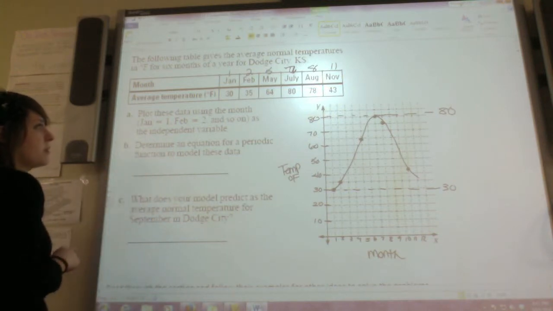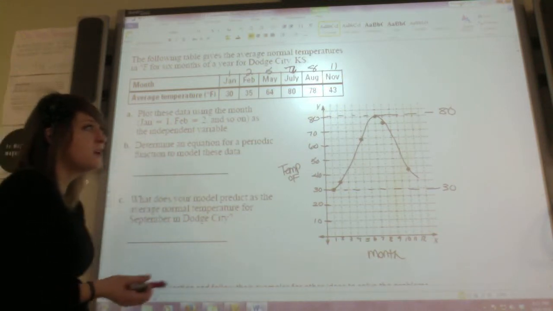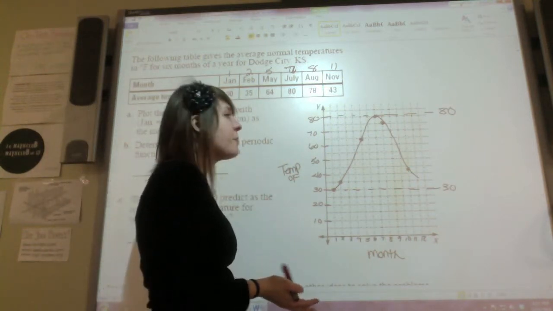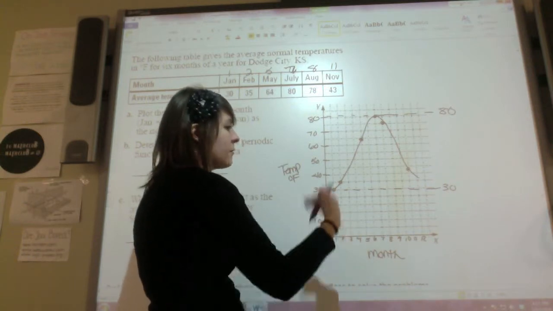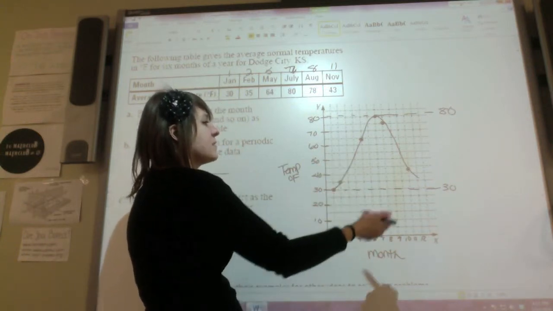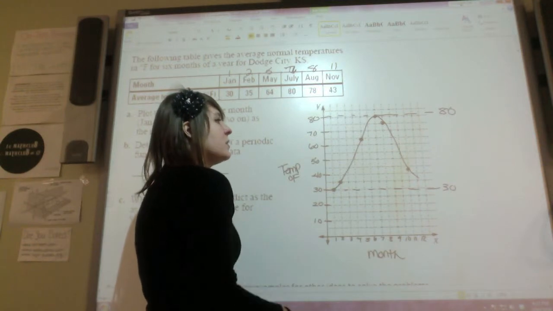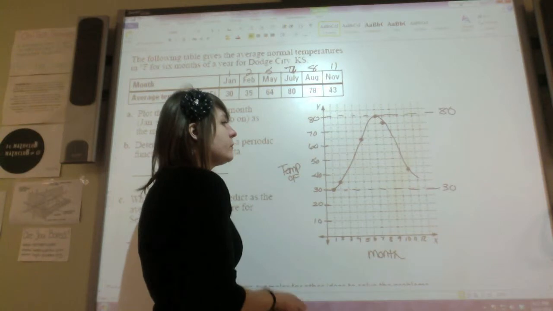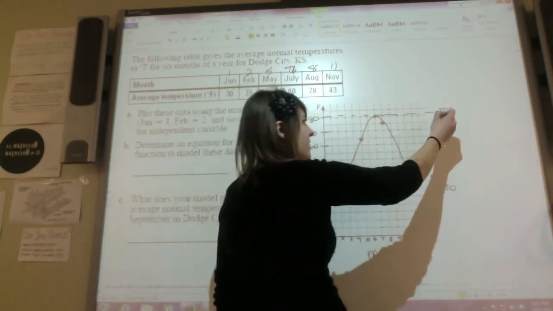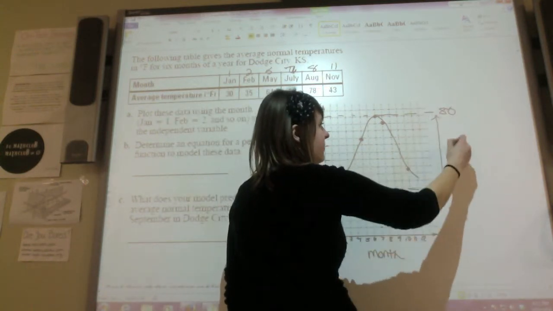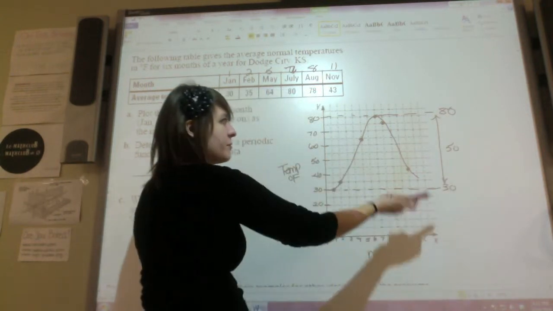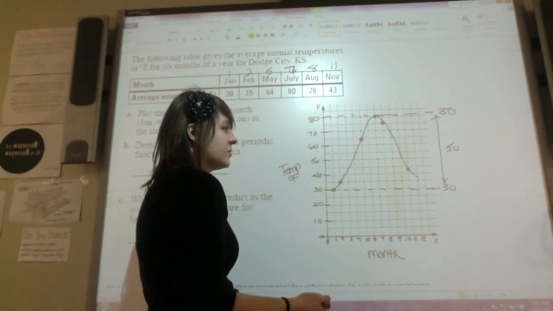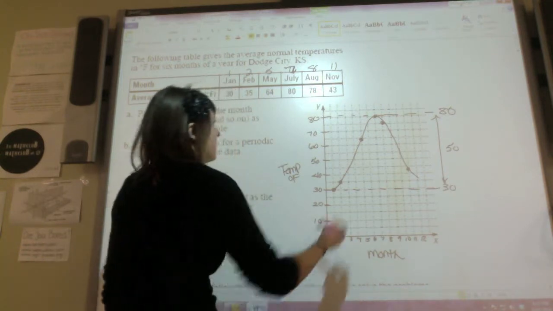If I want to determine an equation for a periodic function to model these data, the first thing I need to do is think about my vertical shift and my amplitude. Normally I'm going from -1 to 1. In this case I'm going from 30 to 80. Normally my amplitude is 1, whereas in this case I have a range of 50. From 30 to 80 that's 50. So half of that would mean that I have an amplitude of 25.